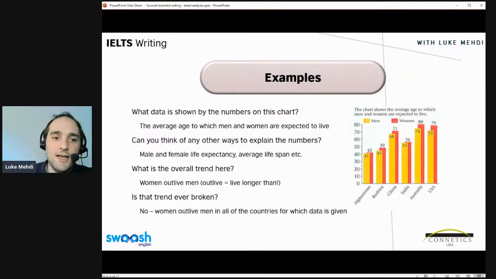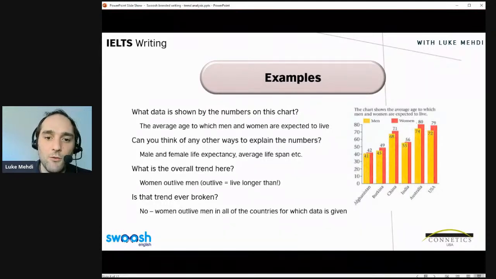What's the overall trend here? Now, look at the use of this verb, women outlive men. Outlive means live longer than. Quite high level vocabulary for this task and very specific to the task. Is that trend ever broken? No. Women outlive men in all of the countries for which data is given. Okay, good. Well done, everyone.